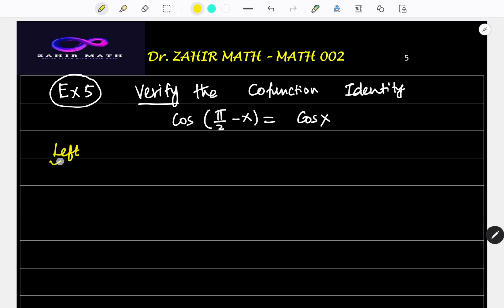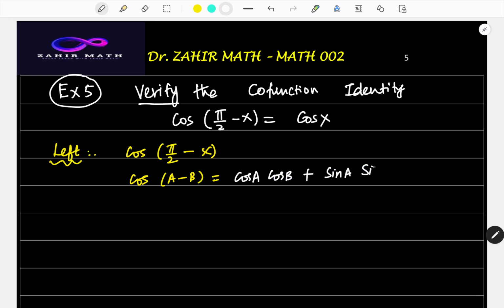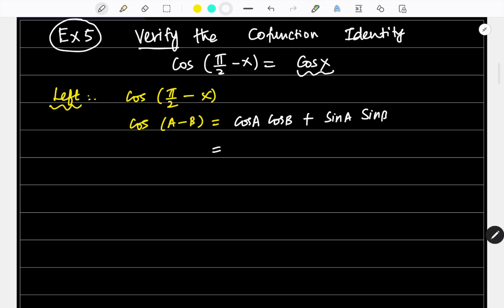Let me take the left hand side: cosine of pi by 2 minus x. This is of the model cosine A minus B. What is cosine A minus B? Cosine A cosine B plus sine A sine B. The answer I have to bring is this one. This equals cosine, angle A is pi by 2, angle B is x: cosine pi by 2 cosine x plus sine pi by 2 sine x.